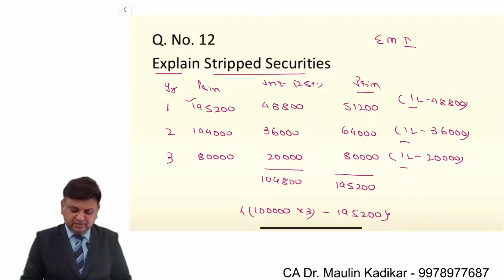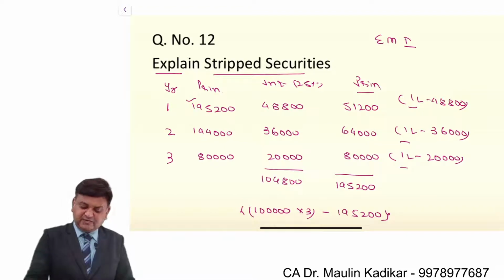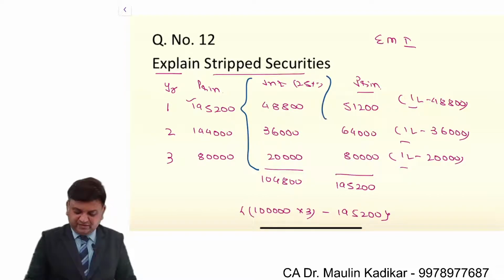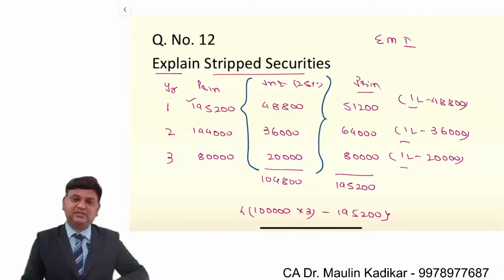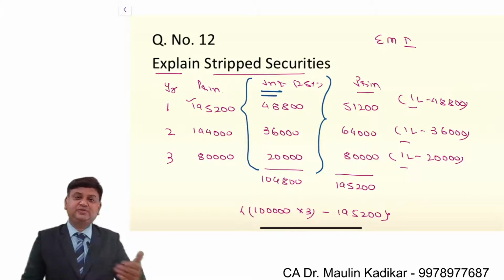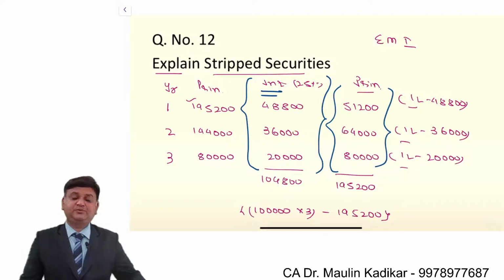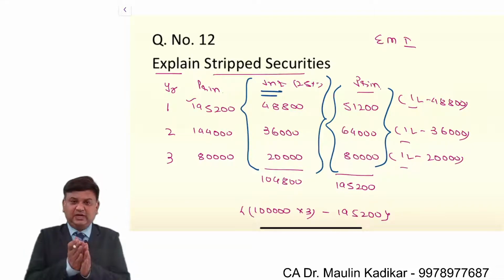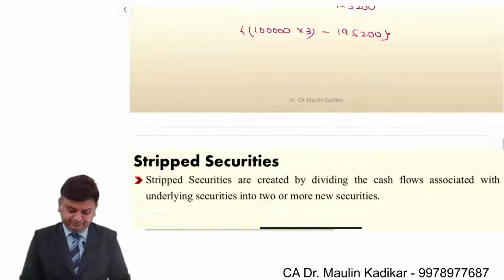Now friends, in the case of stripped securities, we have an arrangement wherein the securities are issued in which the investors will be told that you will be given this amount as interest, and this amount will be given to you on subscription of the security. That is the way you have different types of securities.